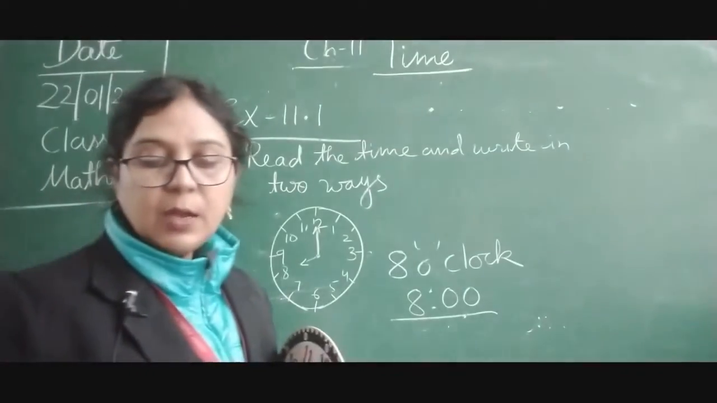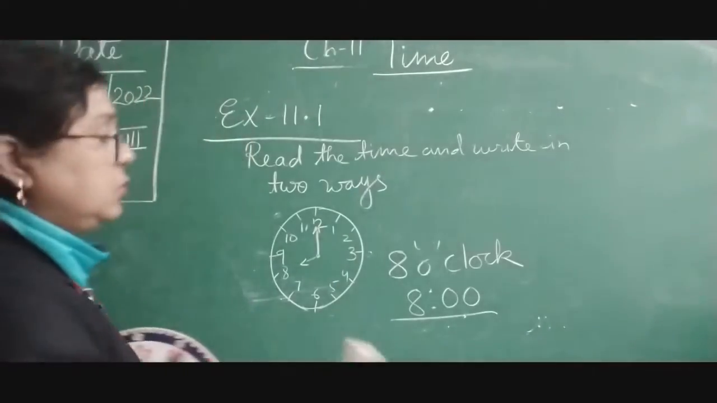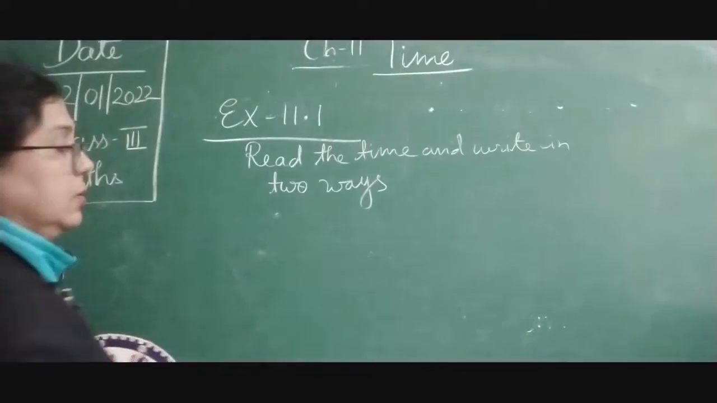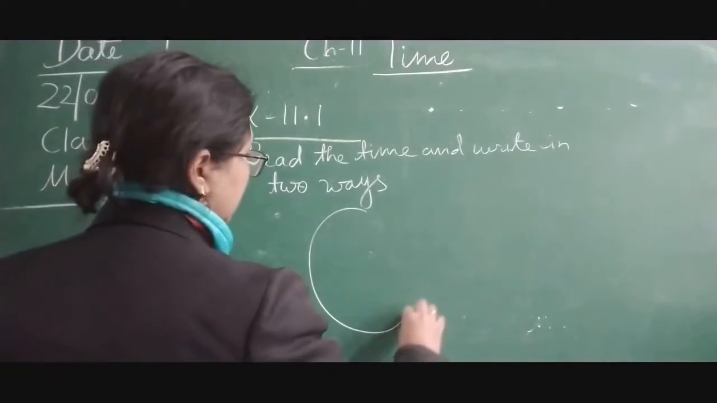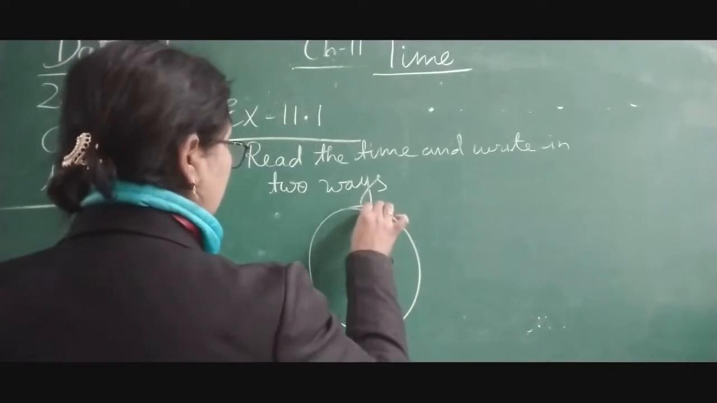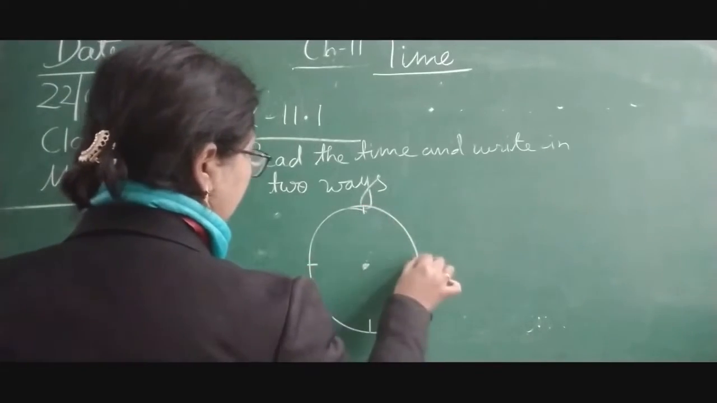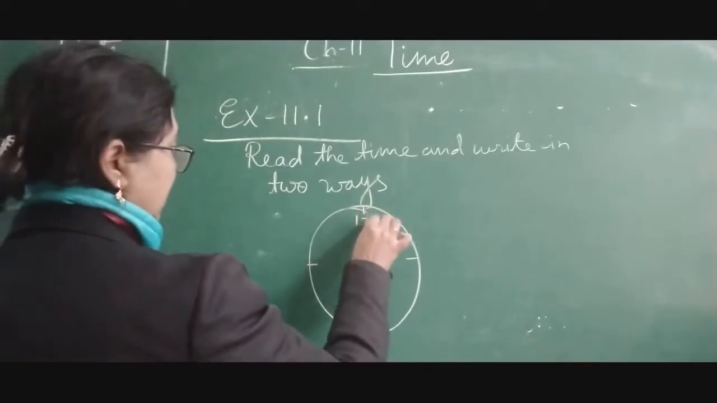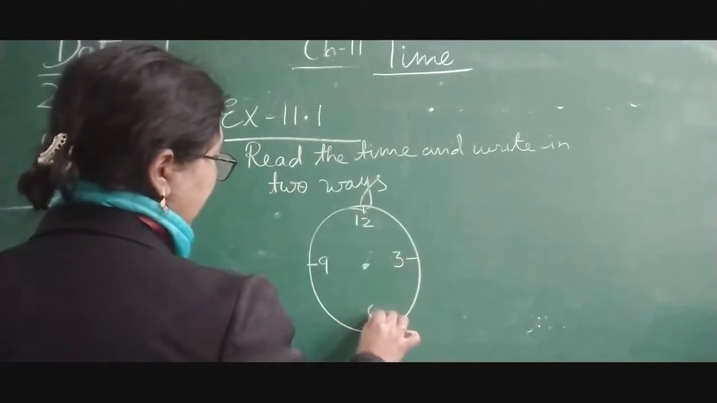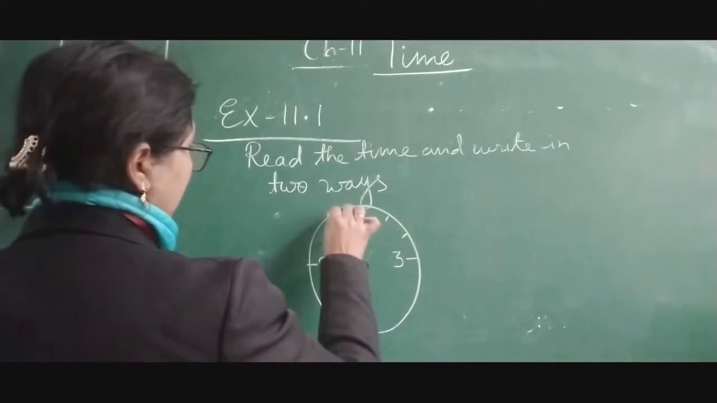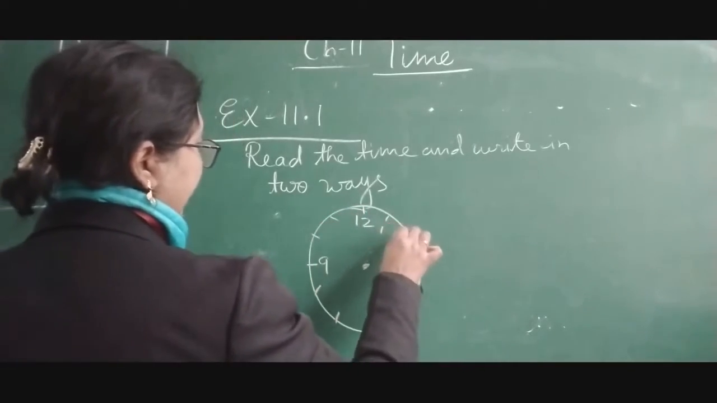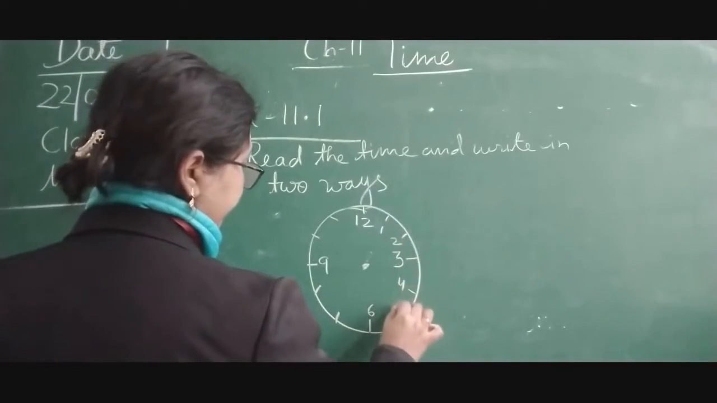Now the next one is going to show you 3 o'clock. Again we will draw a clock. Try to make a clock in a minute. If you try to draw quickly, you can draw the clock immediately. Okay, so try to make your clock.